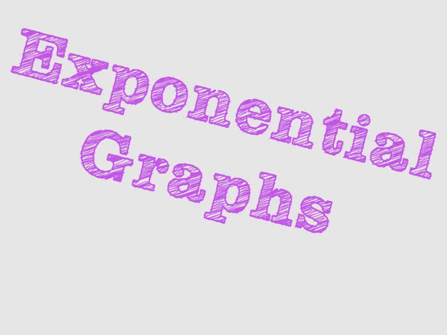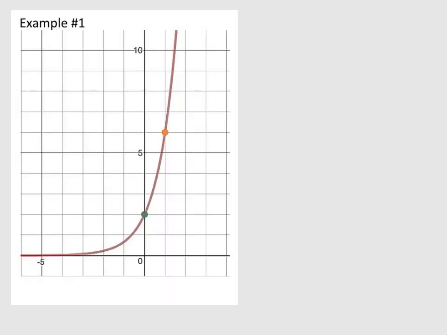Hello, in this video we are going to be talking about exponential graphs and how we look at an exponential graph and create the equation that matches it. Because these are going to be exponential graphs, our equations are going to be in the form y equals a times b to the x, where a is going to be our y-intercept and b is going to be our common ratio. So let's take a look at our first example.